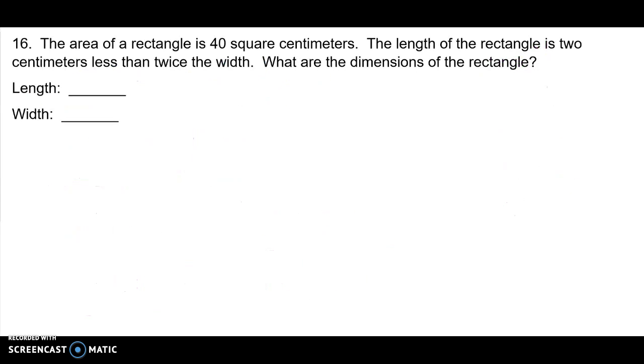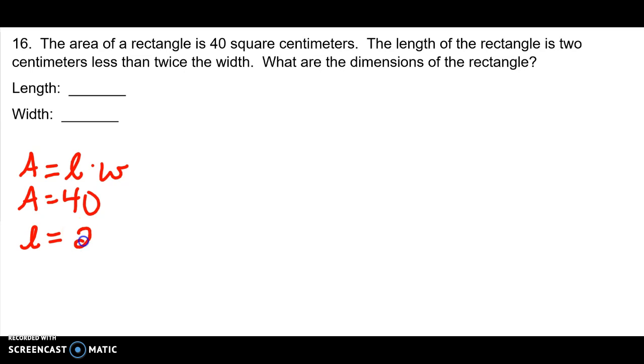All right, question 16 is a word problem. We're definitely going to have a word problem on our test. It says the area of a rectangle is 40 square centimeters. So this problem is talking about area of a rectangle, which we know the equation for area is length times width. And it already told us in this first sentence that the area is 40. The length of the rectangle is 2 centimeters less than twice the width.